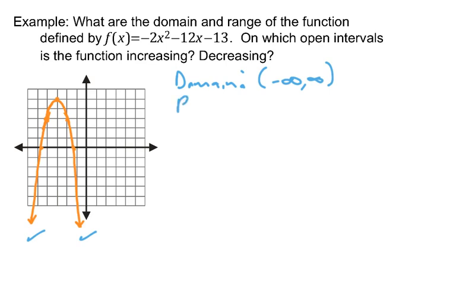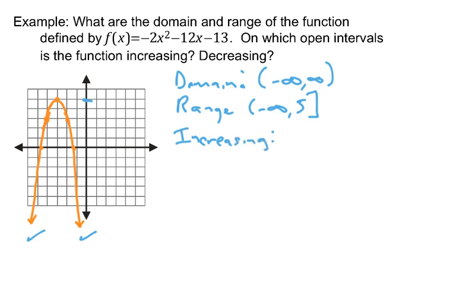The range is the set of all values of y, and notice that this graph goes no higher than positive 5, so the range is from negative infinity to 5. There is actually a point at 5, namely the vertex, so we'll include the 5. Domain and range, easy to see from the graph. And then another follow-up question, on which open intervals is the function increasing?